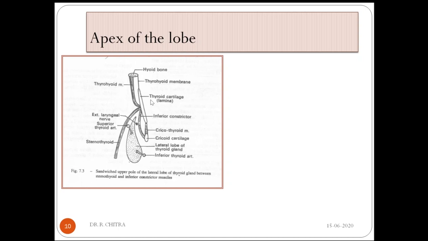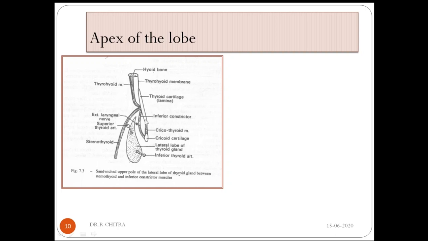In this picture you have to see the apex of the thyroid gland. So this is the apex of the thyroid gland. And this image is a cut section. We can see the hyoid bone, and this is the thyroid cartilage, and this is the cricoid cartilage. What is attached in between the cricoid cartilage and thyroid cartilage is the cricothyroid muscle. Another muscle which is present here between the cricoid and thyroid is the inferior constrictor. This muscle, sternothyroid, is attached to the thyroid cartilage.